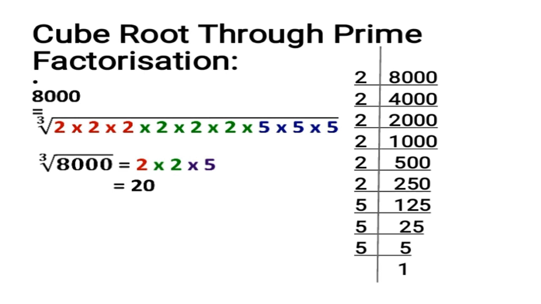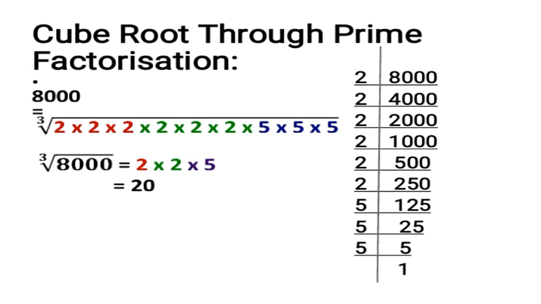Remember, one time. So see, first I got 2 three times, so I wrote it one time. Again I got 2 three times, I wrote it one time. And then I got 5 three times, I wrote it one time. Alright. And now simply we are going to multiply the numbers.